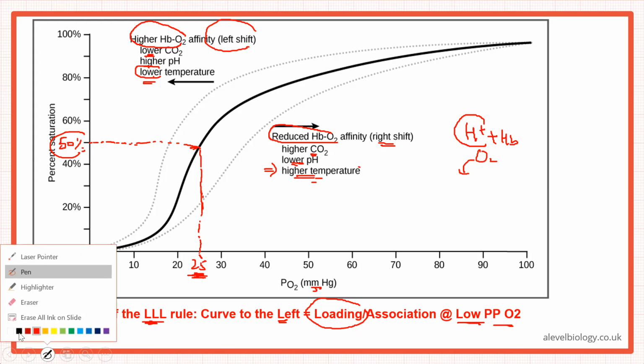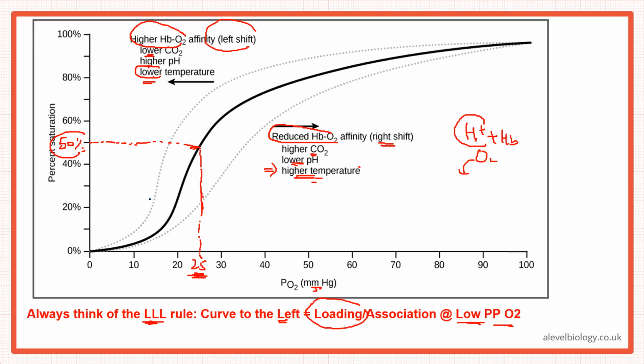Let's see what is happening at the higher affinity. If we look at this left side curve here, again we are looking at the same percentage. At 50%, if I draw a line, what I notice is that at around 18 millimeters of mercury, at this much pressure, 50% of hemoglobin is actually bound with oxygen.